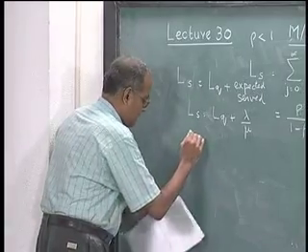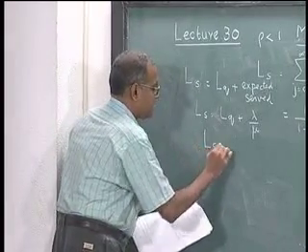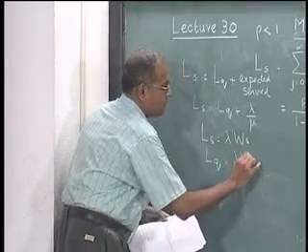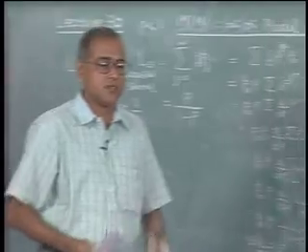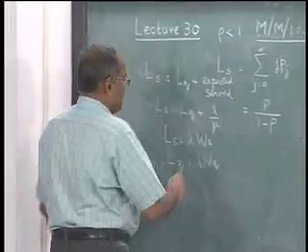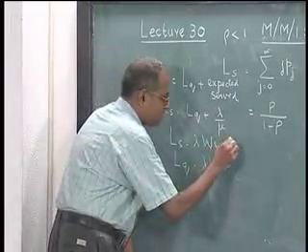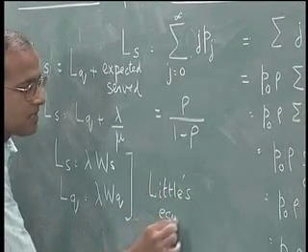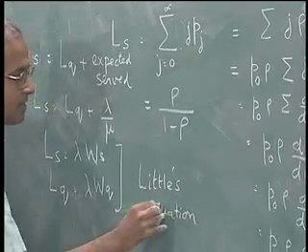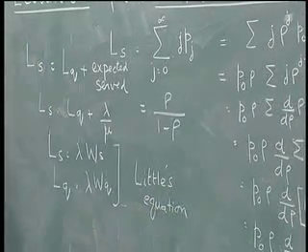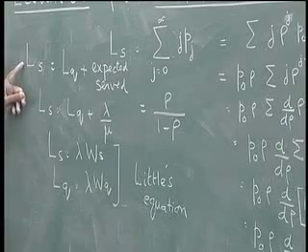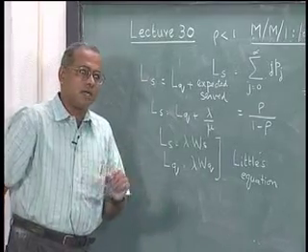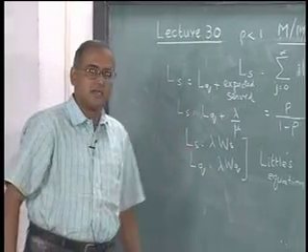Now, Ls and Lq are related to Ws and Wq as Ls is equal to lambda Ws and Lq is equal to lambda Wq. This is the relationship between Ls, Lq and Ws, Wq. These two are the well known Little's equations, which capture the relationship between the length of any system and the time associated with this system. So, with this we can find out Ls, Lq, Ws and Wq. We will work out a numerical example and continue our discussion in the next lecture.